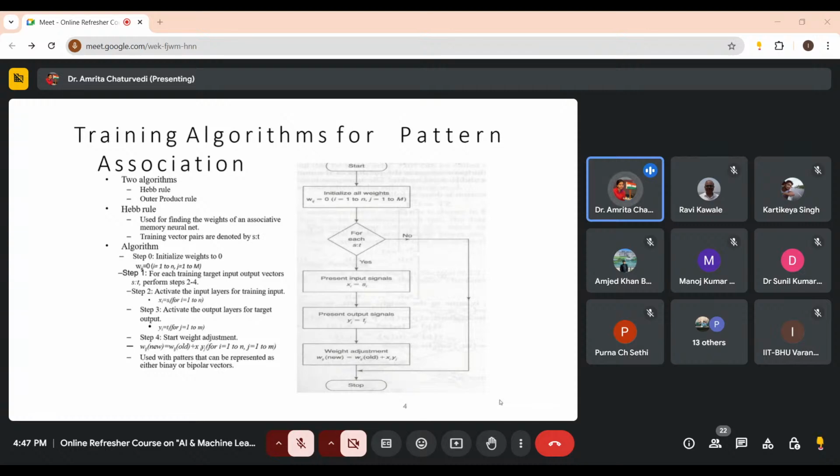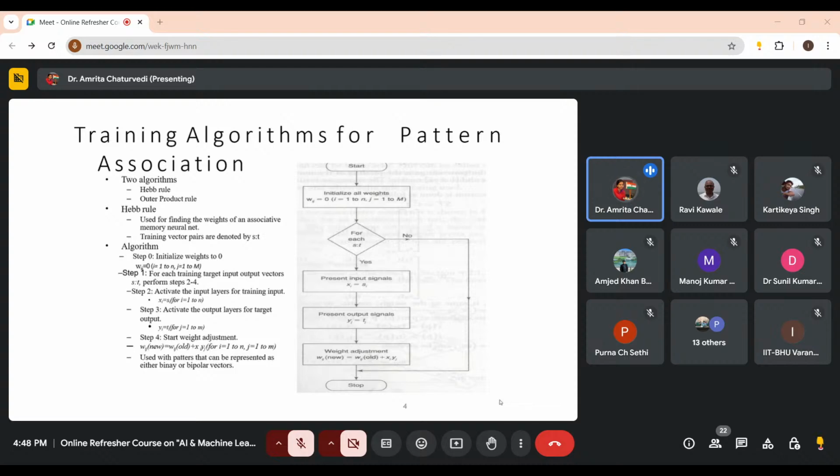First of all, you initialize the weights to 0, so all the weights are set as Wij equal to 0. Then for each training input-output vector pair, that is S colon T, you perform steps 2 to 4. Activate the input layer for the input training vector, that is Xi is equal to Si. Then activate the output layer for the target output, that is Yj is equal to Tj. You are simply applying the input vector at the input layer and the output vector at the output layer.